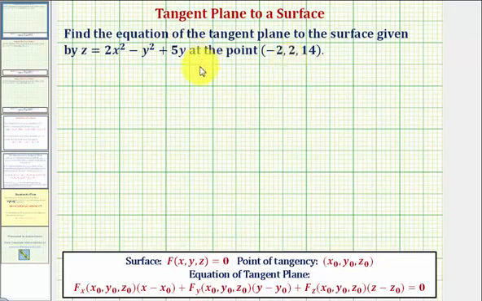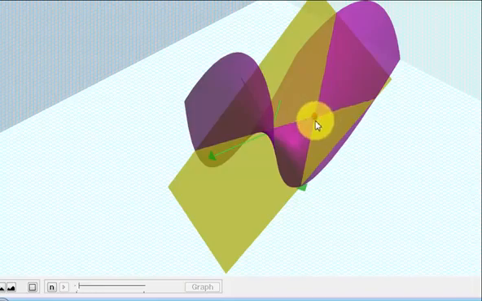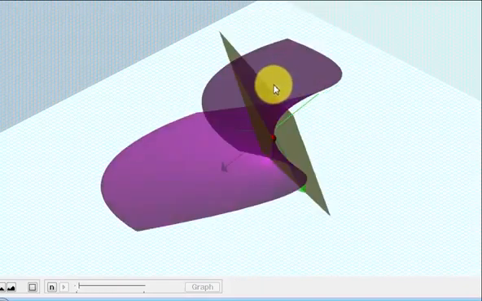We want to find the equation of the tangent plane to the surface given by z at the point (-2, 2, 14). Let's begin by looking at this graphically. Here we see the surface graphed in purple. The point of tangency is this red point, and this yellow plane is the tangent plane at that point. So our goal here is to find the equation of this yellow plane.